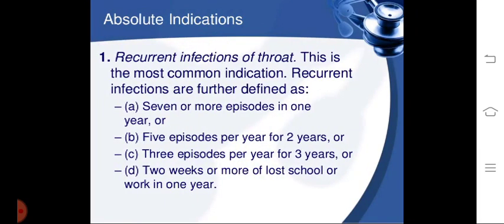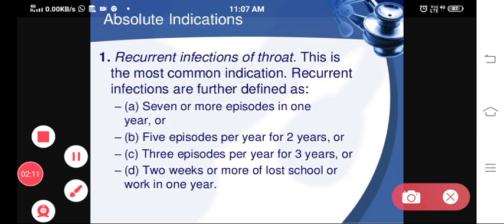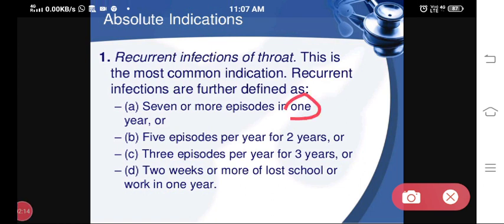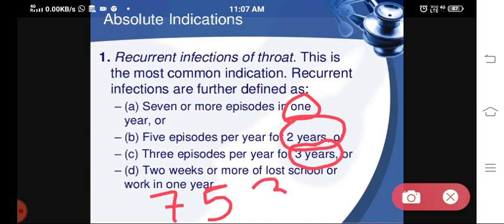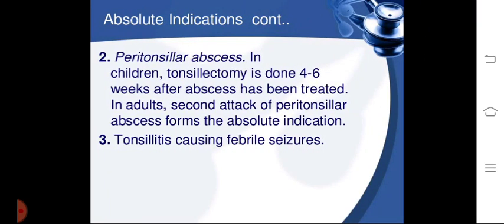Now we'll see what we mean by recurrent infections of throat. By recurrent infections of throat, we mean that there should be 7 or more episodes in 1 year, 5 or more in 2 years, 3 or more for 3 years, or 2 weeks or more of lost school or work in 1 year. So the number comes 7, 5, 3. So 7 in 1 year, 5 in 2 years, and 3 in 3 years, or 2 weeks or more of lost school or work in 1 year.